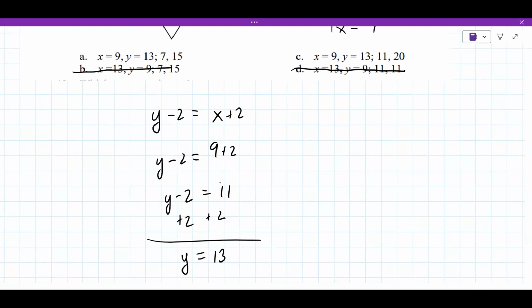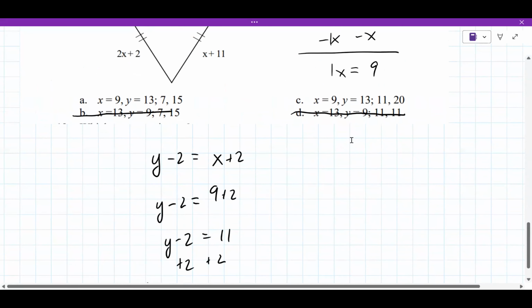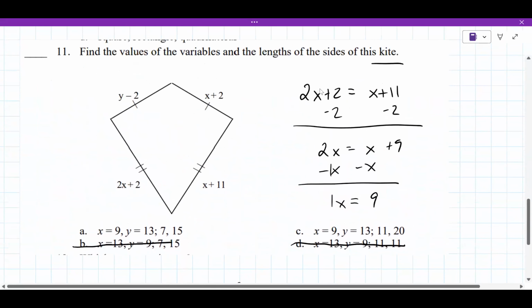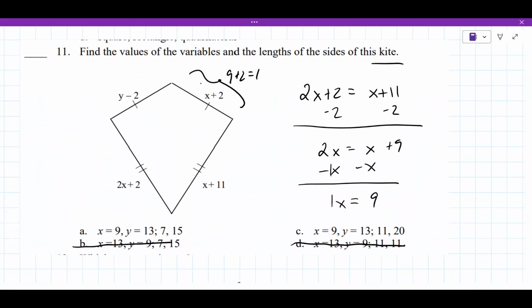All right, so that would mean it doesn't really cross anything out. They're both 13. So now this problem is also asking for the side lengths. So the side lengths come from putting those values in. So x, this up here, is 9 plus 2, or 11. And you can tell that that's the answer. And then 9 plus 11 gives you 20. All right. Okay, so let's do some angle measure problems here.